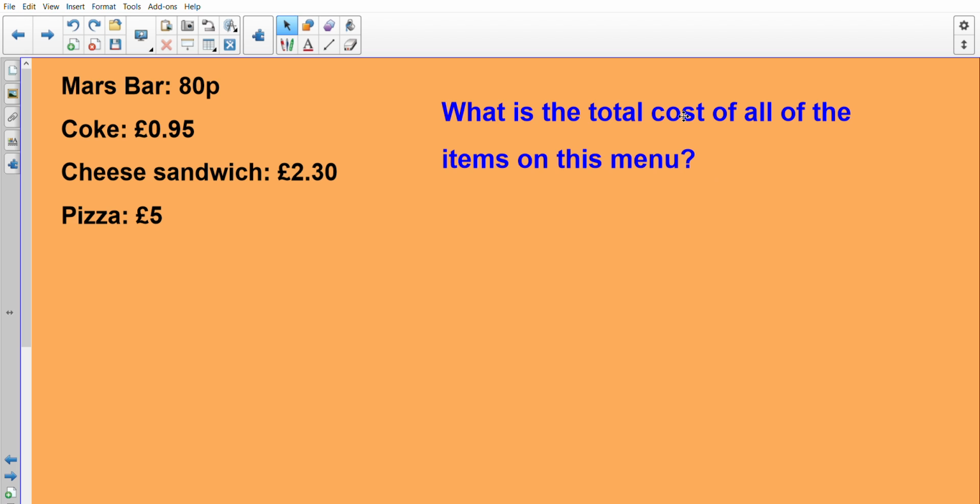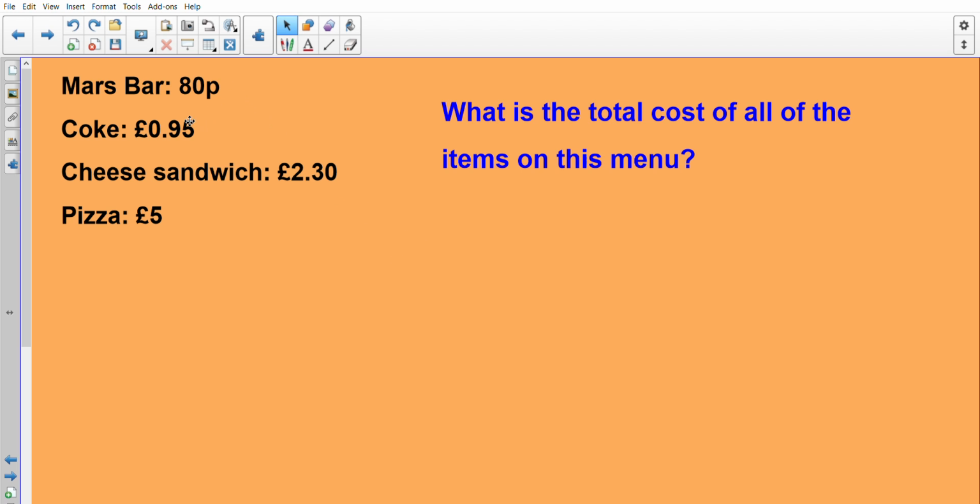So what is the total cost of all the items on this menu? So we've got 4 items, each with a price. Now, the problem here is that 3 of these items have been shown in pounds and 1 of them has been shown in pence. So we can't just simply add up all the numbers as they are there. The second problem is that we've got just £5 here and these pounds are in decimals. So we've got a few things to fix before we can just do a normal column addition.